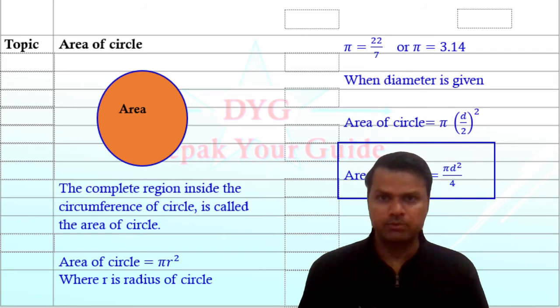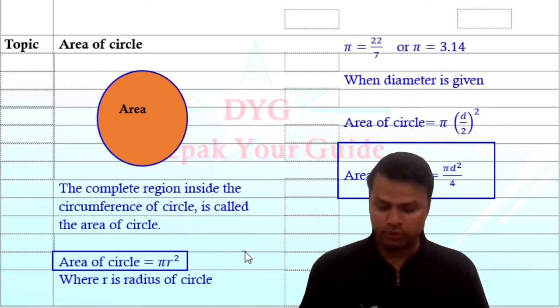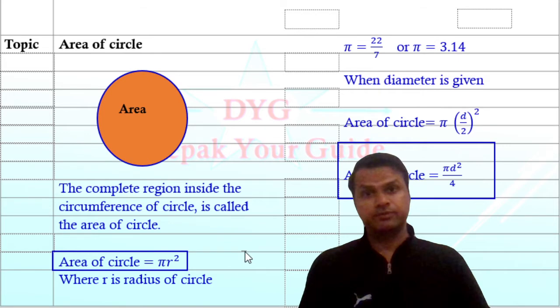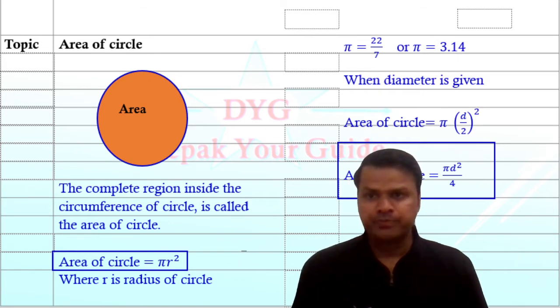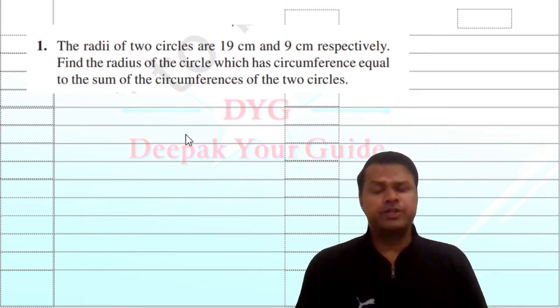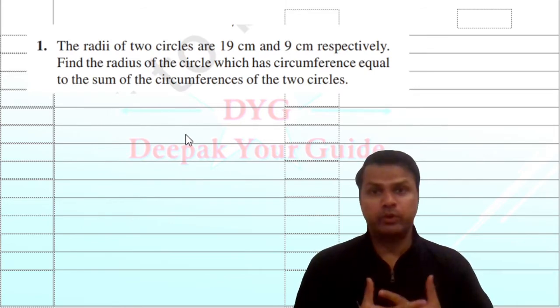These are the formulae that we have to use and you should memorize. Now, once you have got the idea about what is the area of circle and we know what is circumference of circle, now let's start to solve the question. Now let's look at the question number 1. So this is the question number 1 of exercise 12.1.